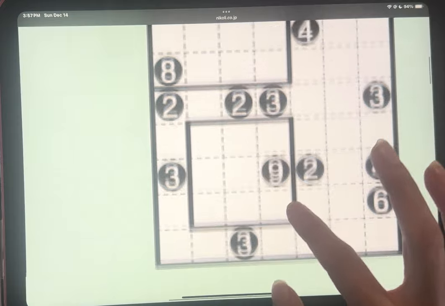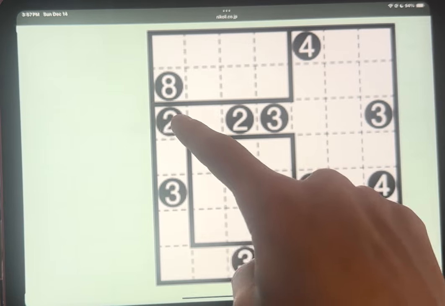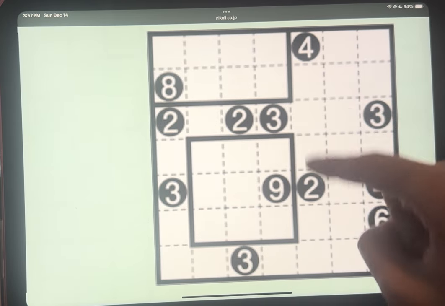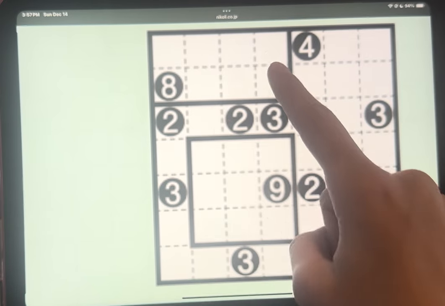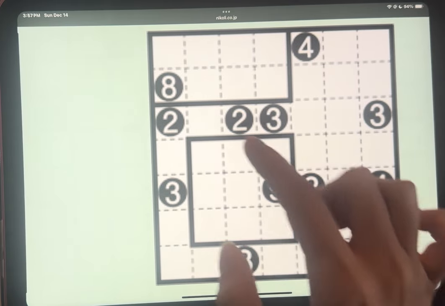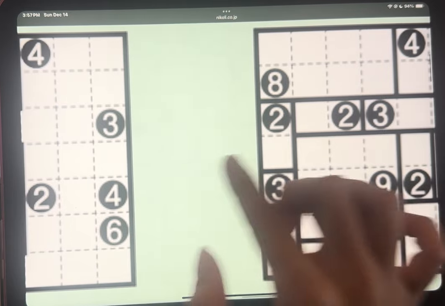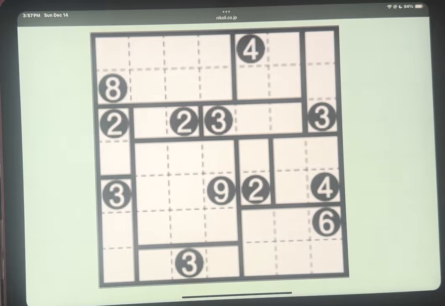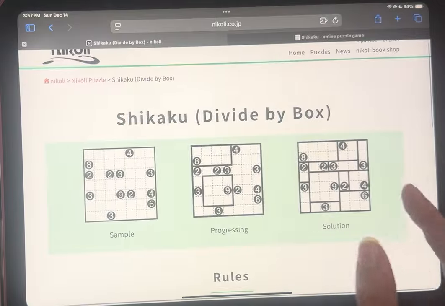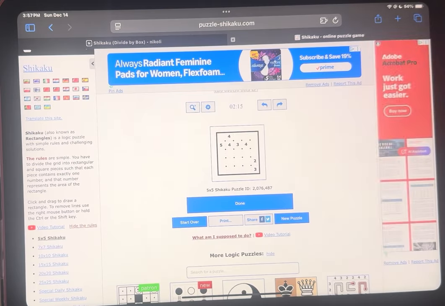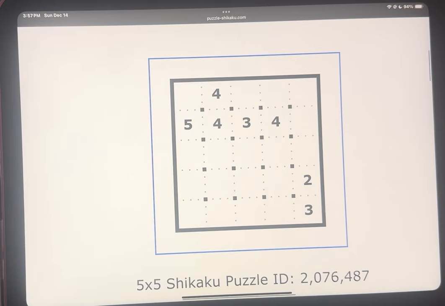So if we go here, we can see the 8 is now a rectangle and the 9 is now a square. And the 8 only contains 8 boxes and the 9 only contains 9 boxes. Here's the final solution for that problem. You can see the 4 is a square, the 3 is like a rectangle, and so on. So now we're going to practice our own problem.